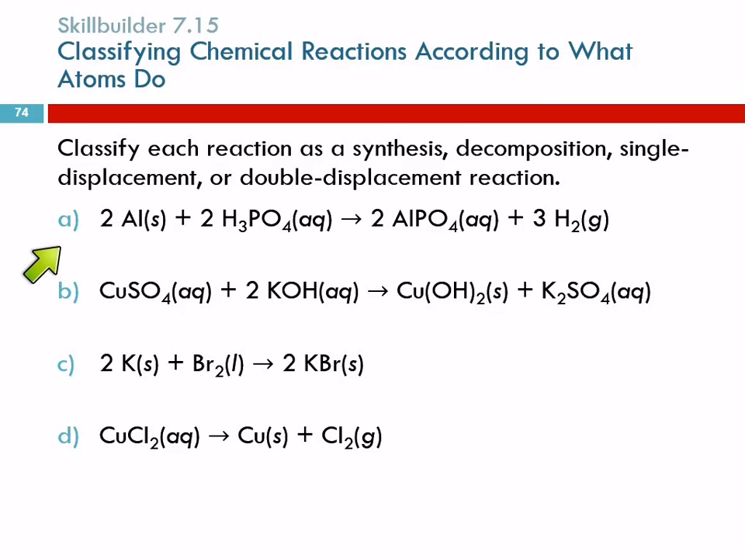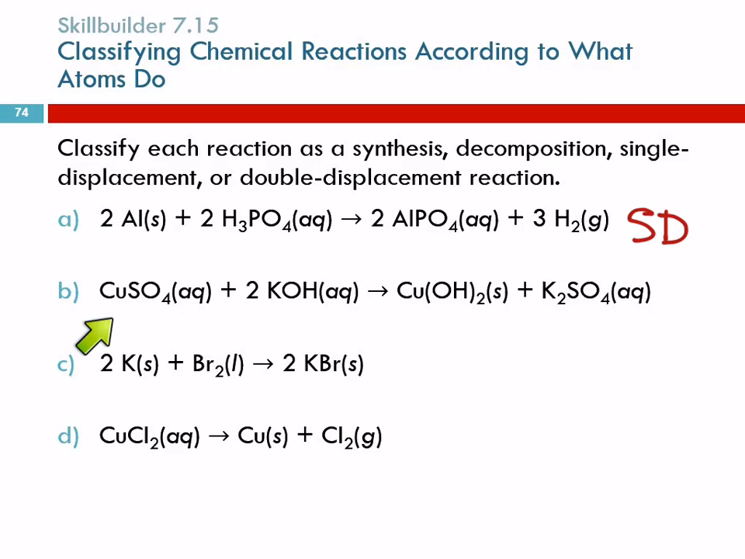So let's look at A. What's going on here? Well, we have two reactants and we have two products. That means it can't be synthesis, it can't be decomposition. It's either single displacement or double displacement. So is aluminum coming to the party with a date? No. And is aluminum leaving the party with a date? Yeah. Here hydrogen came with phosphate, and now hydrogen's leaving by himself. How many people got displaced? Just one, so that's a single displacement. So I'll call that SD for single displacement.